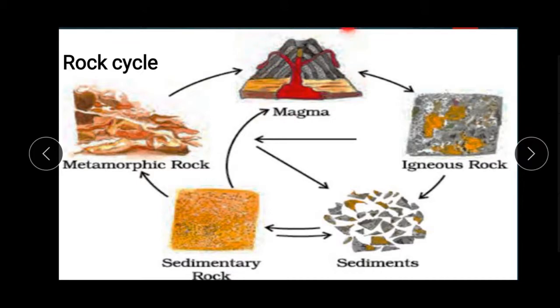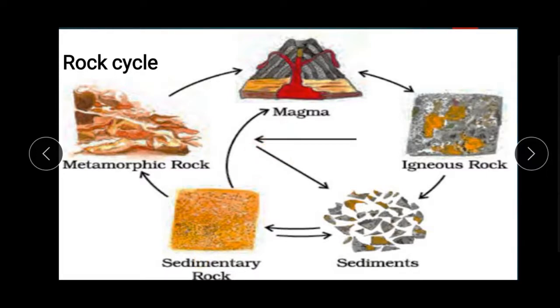And again, this molten magma forms igneous rock. This igneous rock undergoes heat and pressure and changes into metamorphic rock. Like this, when one rock changes its form and becomes another rock, that is called the rock cycle.